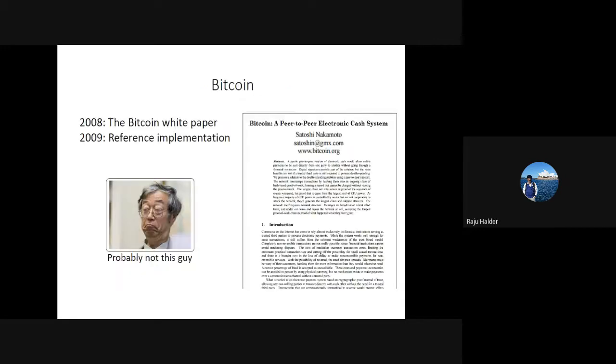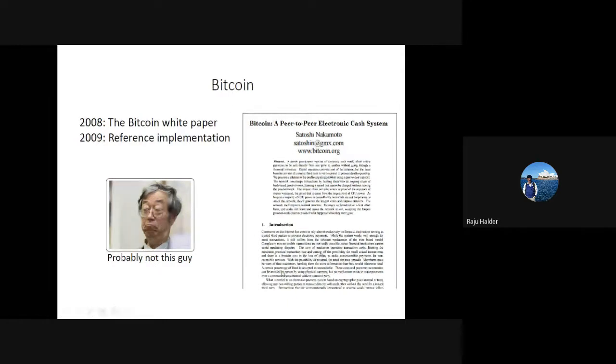In 2008, the first white paper was published by Satoshi Nakamoto, but still no one knows who actually Satoshi Nakamoto is. Someone published this, someone proposed this with some kind of fake name. But no one knows who is actually Satoshi Nakamoto.